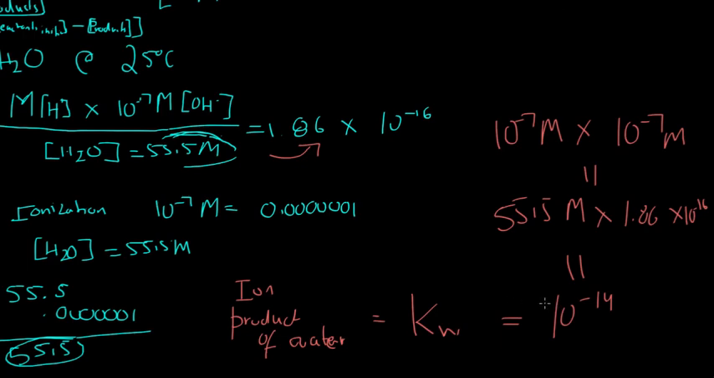This leads us to the golden rule: since this is a constant, KW is no matter what always 10 to the negative 14th at 25 degrees Celsius. You'll see the relevance of this in the next video, and you can see how to apply it.